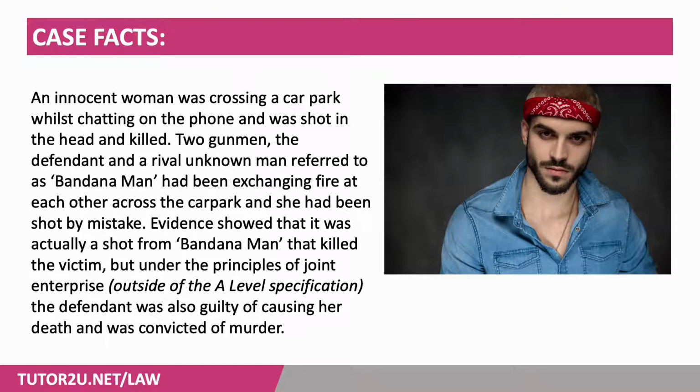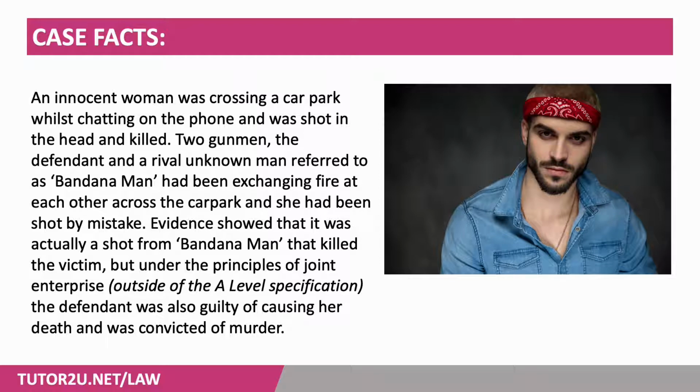The victim in this case was an innocent woman who was on the phone whilst crossing a car park. She did not realise that she was walking into the line of fire between two gunmen. There were two gunmen in this case, the defendant and a rival who was an unknown man referred to as the Bandana Man. The Bandana Man was never caught and prosecuted. The two had been exchanging fire at each other across the car park, and the Bandana Man accidentally shot the victim by mistake.